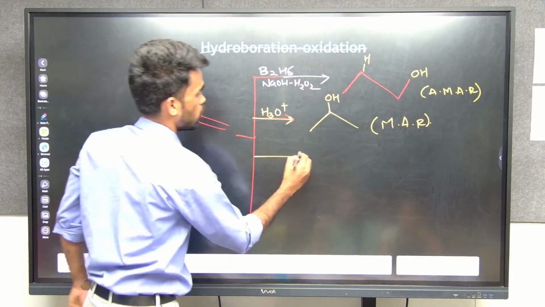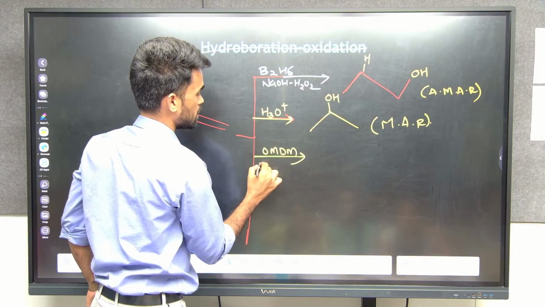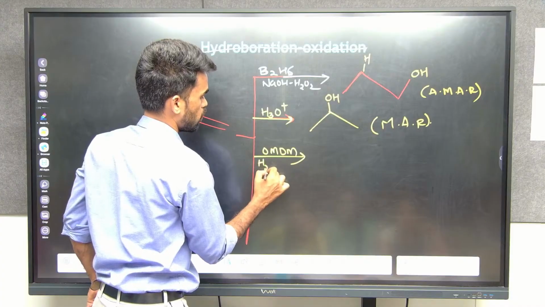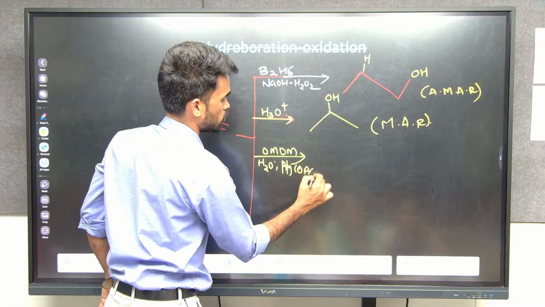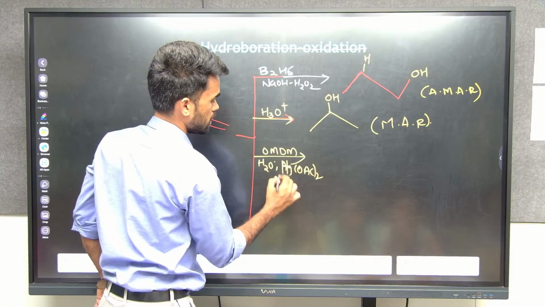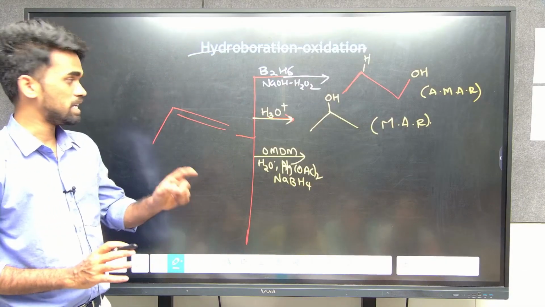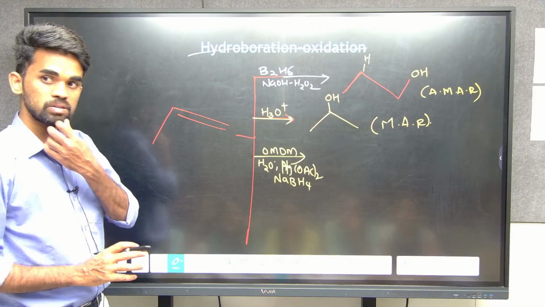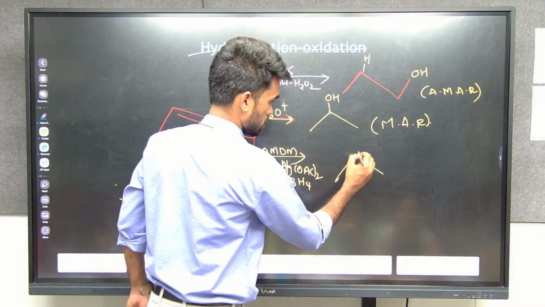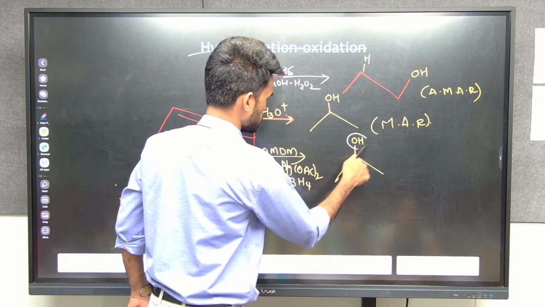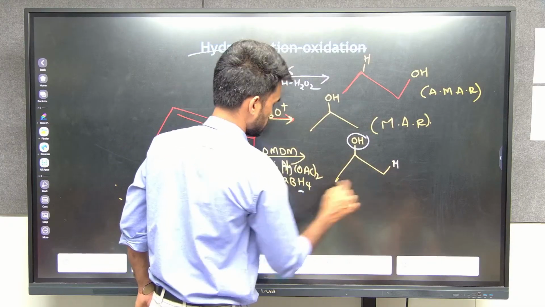Next one is the oxymercuration-demercuration reaction. What is the reagent we will see? Like H2O, Hg(OAc)2 and NaBH4. So now what is the product formed, tell me? Alcohol only. But where H, where OH? Terminal H, here OH. This OH comes from water. Here the H you are adding now comes from NaBH4. Next.